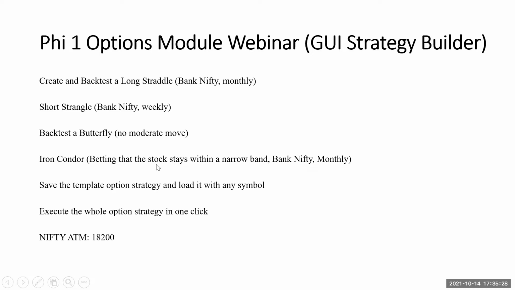So what we will walk through during this demo would be, we will create and backtest a long straddle strategy. I'll run it on Bank Nifty at the monthly time interval. Then I will load a previously constructed short strangle strategy, a butterfly strategy, an iron condor. And we will talk about their dynamics and how to backtest them, and then how to improve them based on the results that you get.